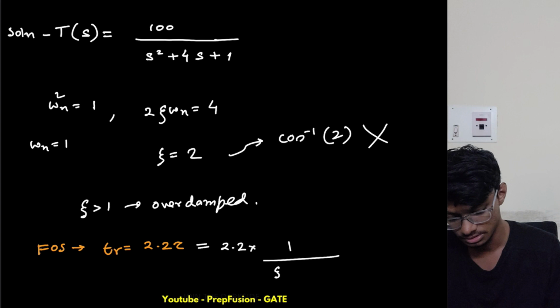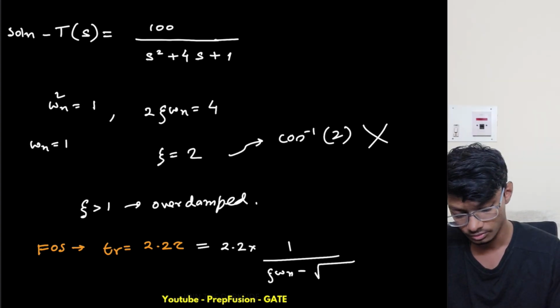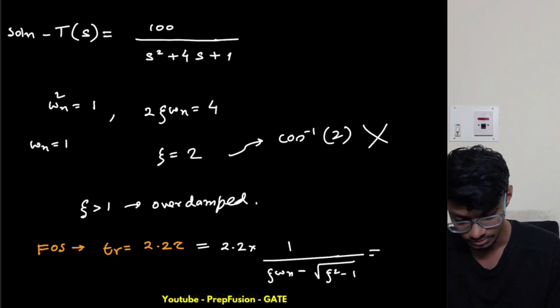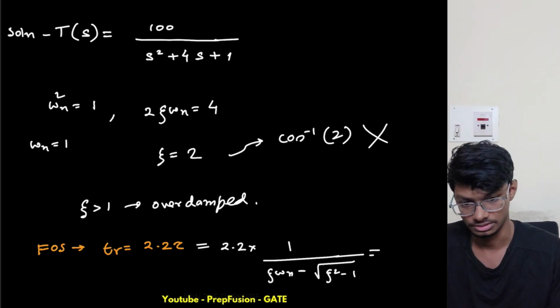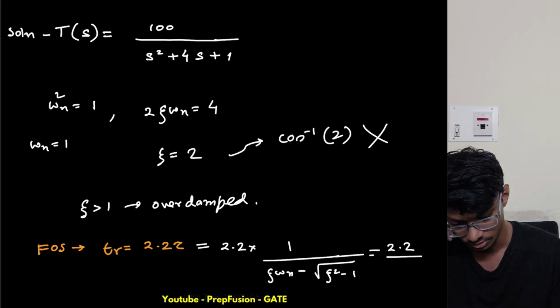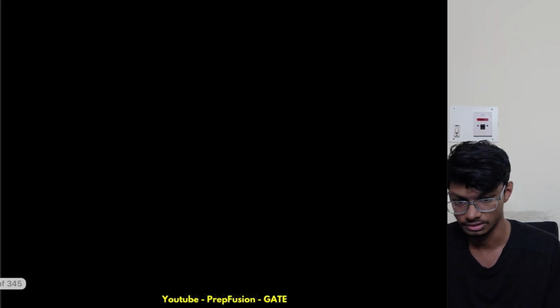It will be zeta omega n minus, it will become minus because I have taken negative, under root zeta square minus 1. Now just put the value of omega n and zeta and you'll get an answer. So basically, zeta omega n is 2 only, minus 2 square minus 1, that is 4 square minus root 3. I've already calculated it.